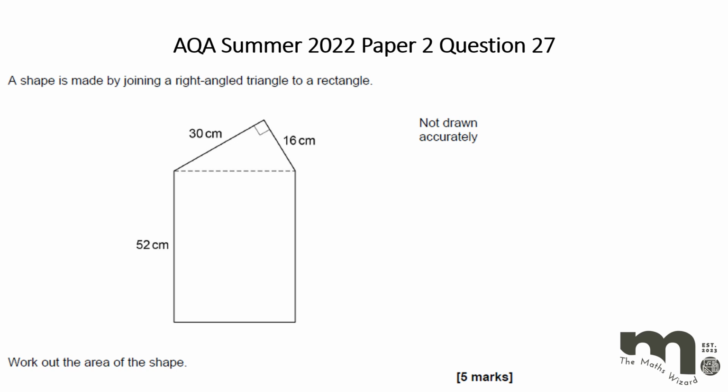This is from the summer 2022 paper 2, so it is a calculator paper. It says a shape is made by joining a right angled triangle to a rectangle, and we're being asked just to work out the area of the shape. And this is a 5-mark question, so that would indicate there's a decent amount of work to do for this.